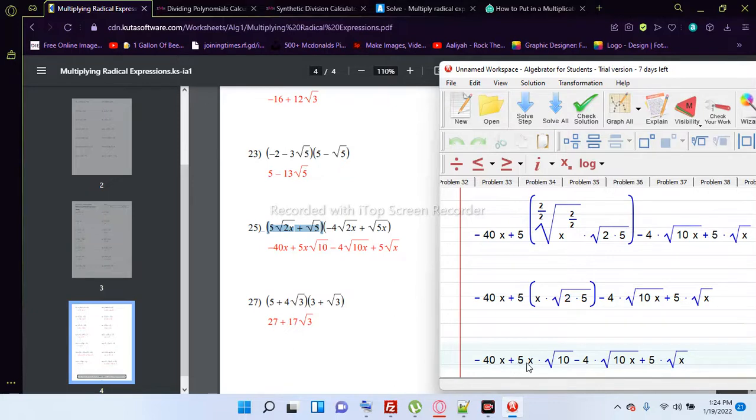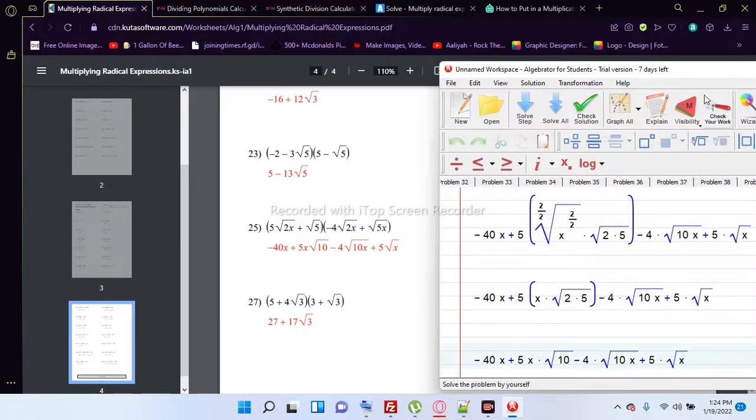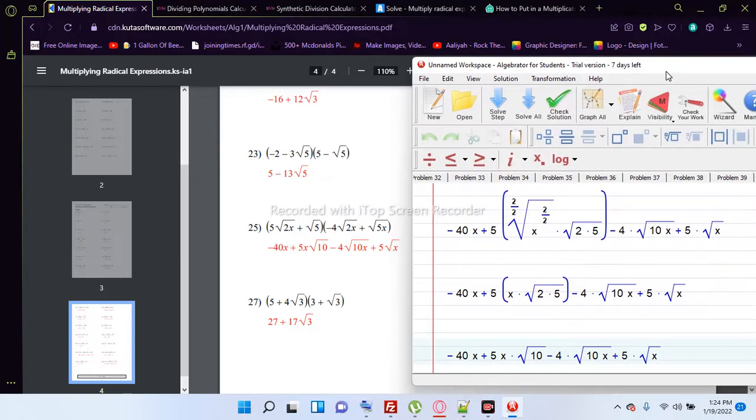Negative 40x plus 5x plus 5x. We got 10x plus 10x plus 10 minus 4. Okay, 10x plus 5, and the radical x. Everything's correct here. Who wins? The Algebrator. Not getting my mom's money.